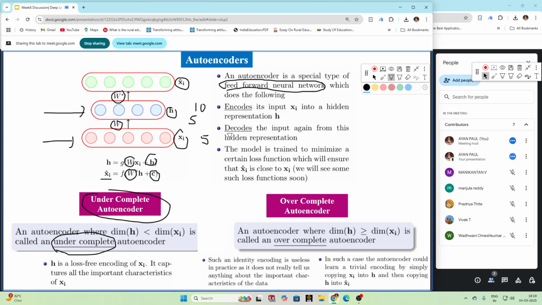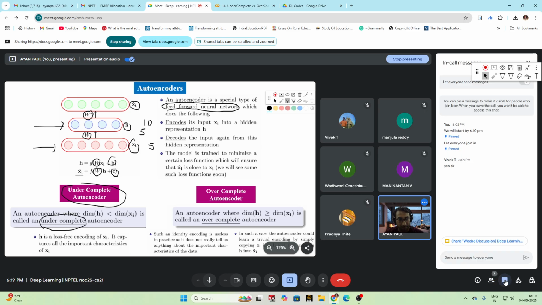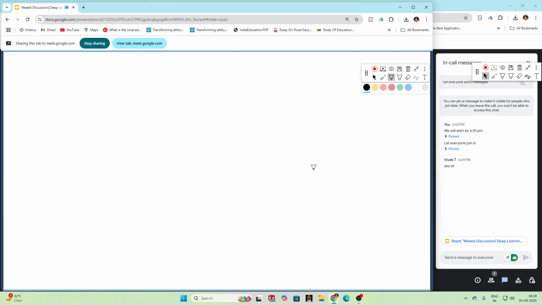Okay, so this is regarding autoencoder. Is this slide clear to all of you? Is it clear? Am I audible? Hello? Yes, sir, you are audible. Okay. We understood all the slides. Okay, so next move on to the next thing.